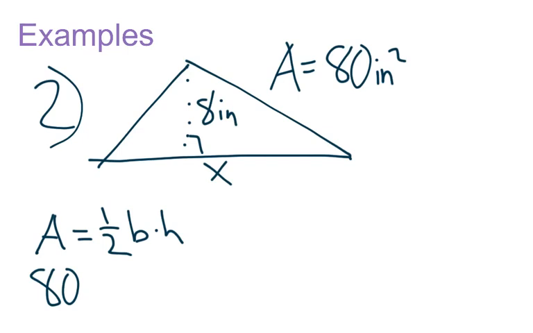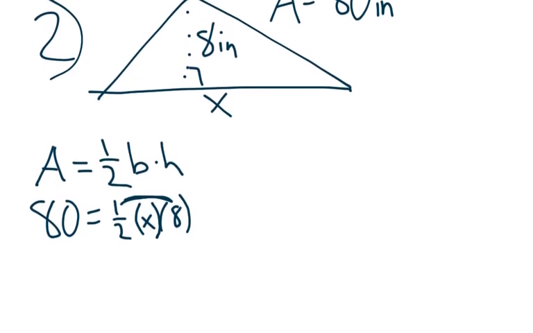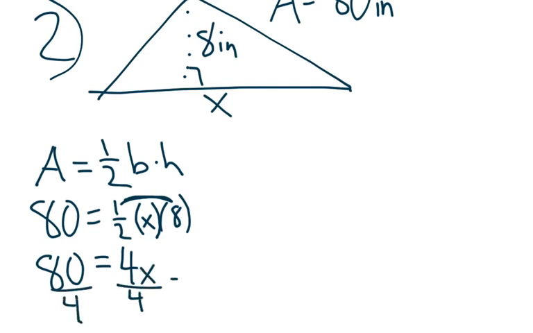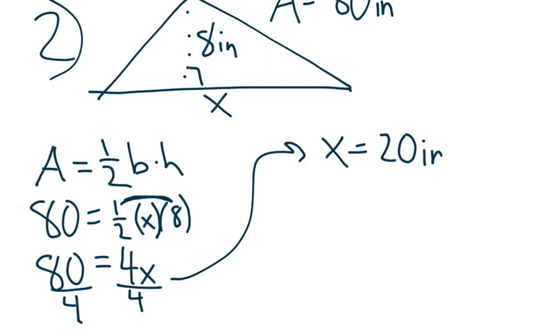So start plugging some stuff in. 80 for the area. The 1/2 stays as a 1/2. Our base is unknown, and our height is 8. Now the 1/2 and the 8, I can multiply those together, and that gives me 80 is equal to 4 times x. Now I'll divide both sides by 4. x equals 20, and since we're talking about units, 20 inches. Again, we use the formula, we plug in what we know, and then we use inverse operations to find the thing we don't know.